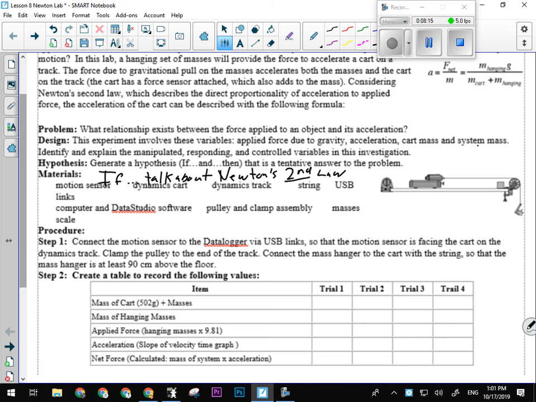The and part describes the experiment. In this experiment, the applied force is being changed, the acceleration is being measured, something like that, and describe that. The then part needs to talk about what's going to happen in this lab. So in particular, what's going to happen to the acceleration of the system as you change the applied force.